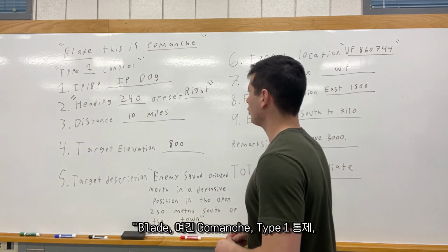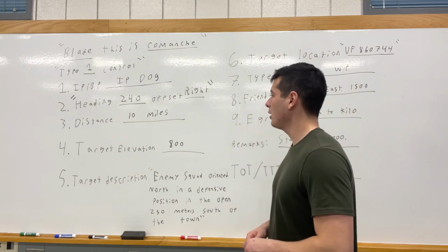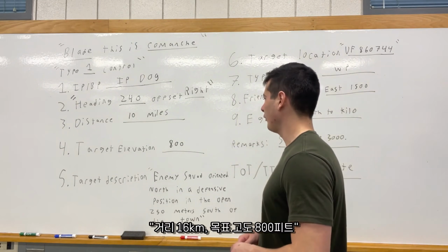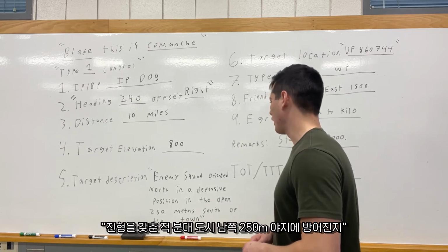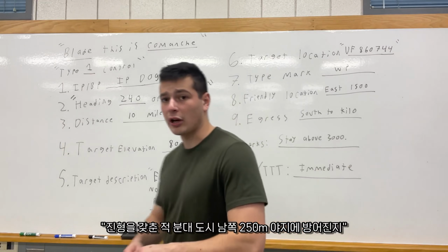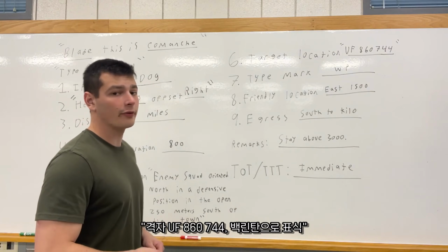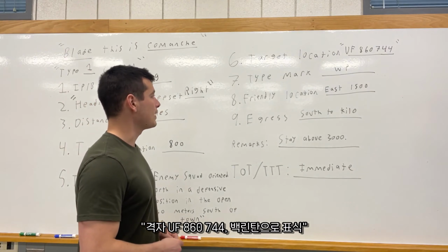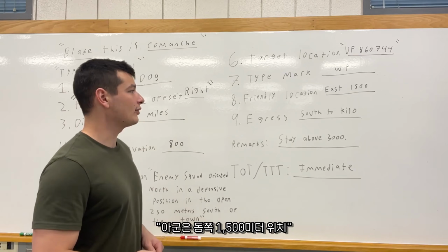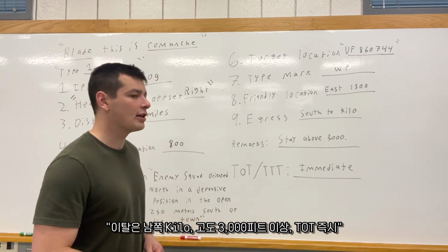Blade, this is Comanche, type 1 control, IP dog, heading 240, offset right, 10 miles, target elevation 800 feet. I've got an enemy squad oriented north in a defensive position in the open, 250 meters south of the town. 6-digit grid, Uniform Fox 860744, mark with Willie P. Friendlies are located east 1,500 meters. Egress south to Kilo, stay above 3,000 feet, TOT immediate.